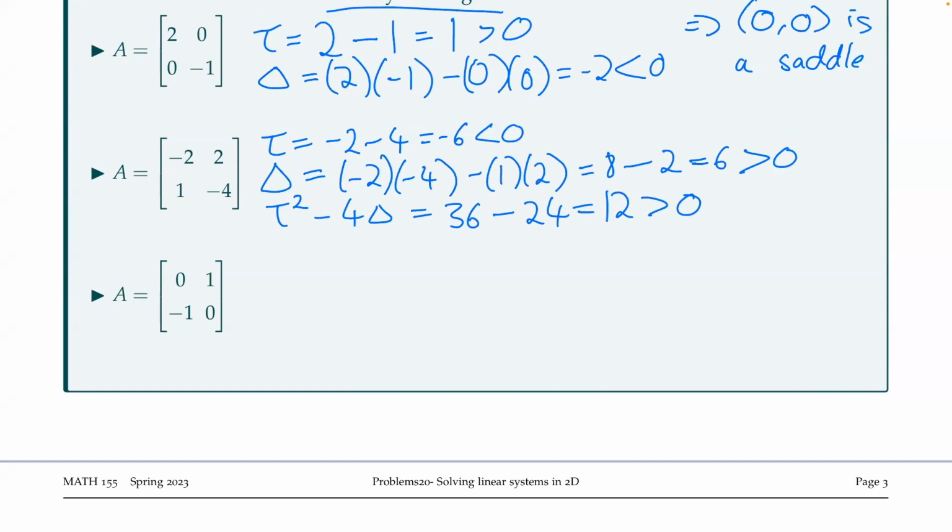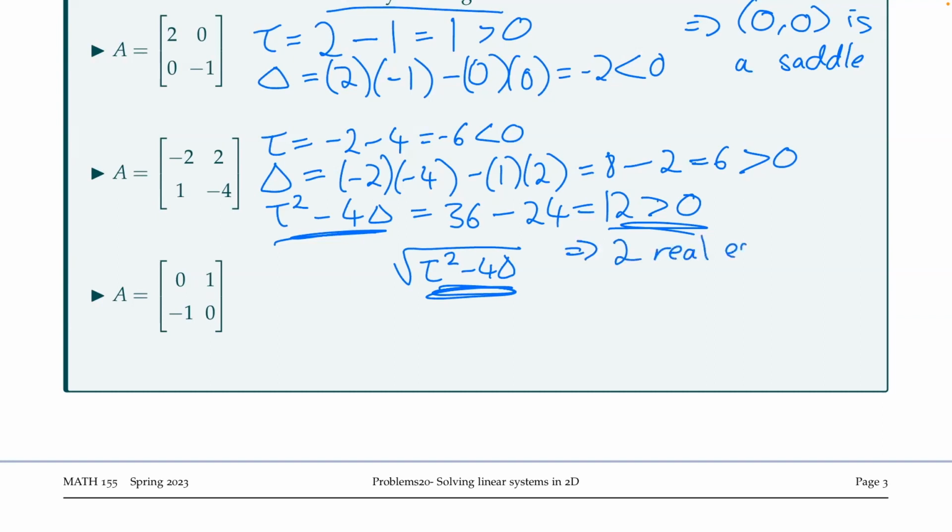Remember, this tau squared minus 4 delta comes from the solution to my characteristic equation, where we ended up with a square root of tau squared minus 4 delta in my solution to the quadratic. Okay. So since tau squared minus 4 delta is positive, we're taking the square root of a positive number. So we have real eigenvalues. We have 2 real eigenvalues.